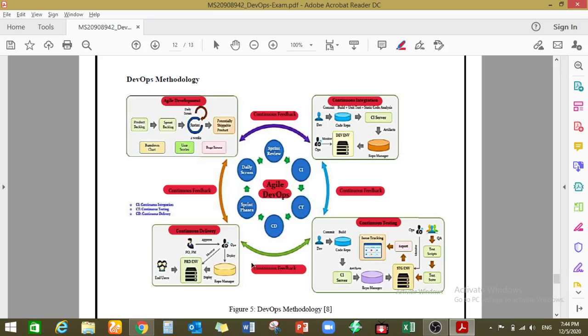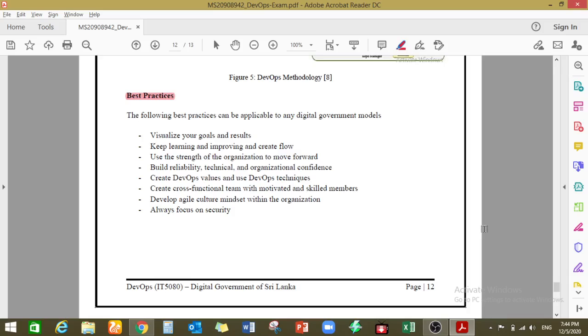In every phase, we have continuous feedback. This feedback can be used to improve the DevOps practices in development and deliveries. Best practices to be followed.